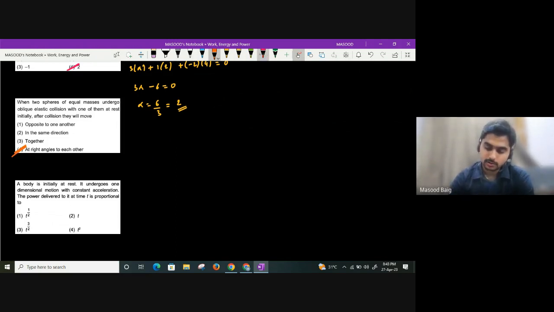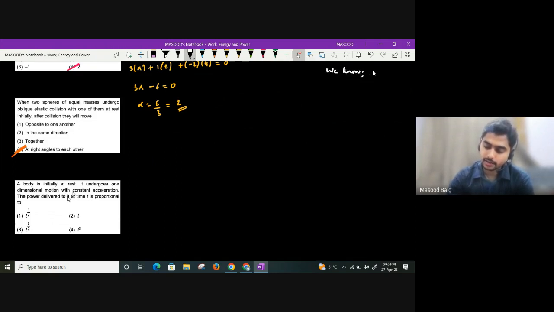Next case, you see. Power questions are very important, guys, because power questions mostly have been asked in NEET. So I think the trend may continue again. A body is initially at rest. It undergoes one-dimensional motion with constant acceleration. If acceleration is constant, means force is also constant. They're asking what is the power delivered to it at a time t is proportional to. Power delivered, again they're asking. So here we know power is given as what?